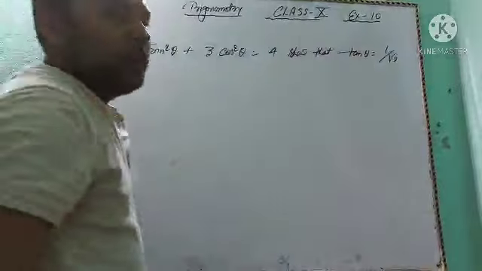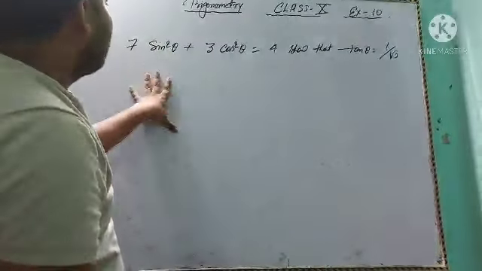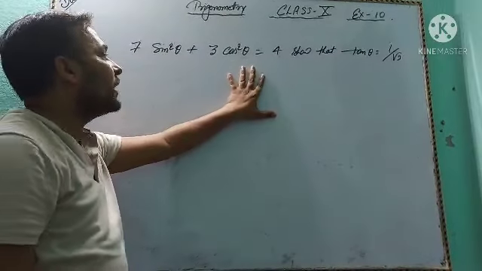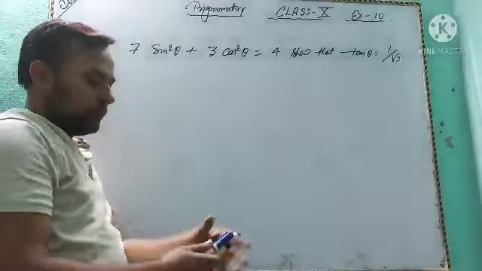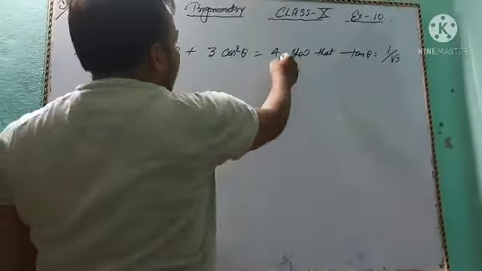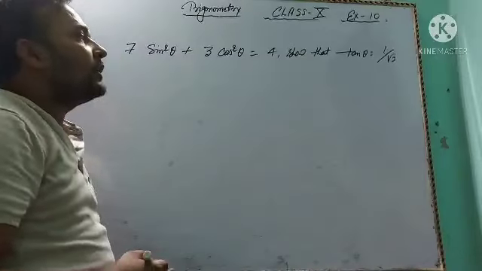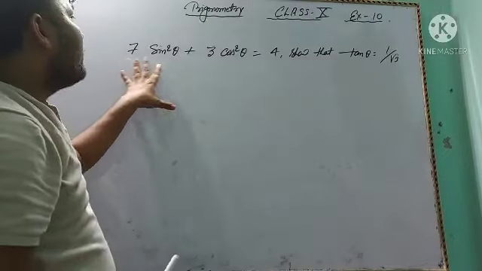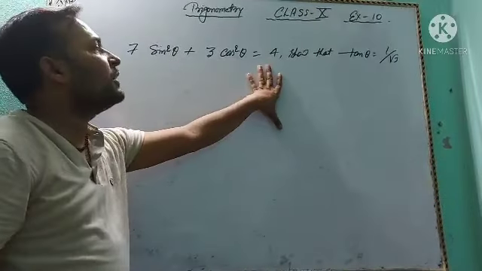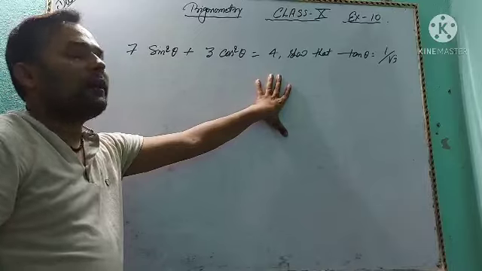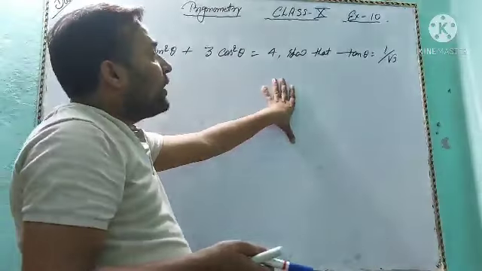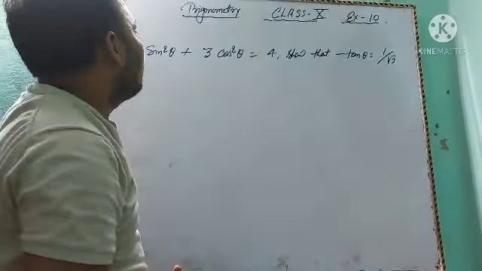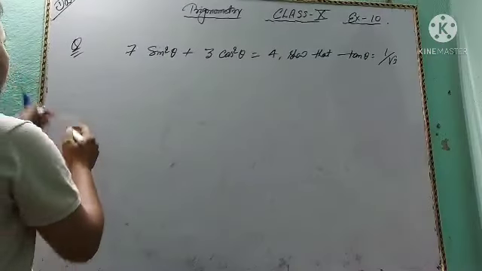Okay, students, our next question is: 7 sin square theta plus 3 cos square theta is equal to 4. For that, prove that tan theta is equal to 1 by root 3. It means given that 7 sin square theta plus 3 cos square theta is equal to 4, show that tan theta is equal to 1 by root 3. For students, let's start the solution.